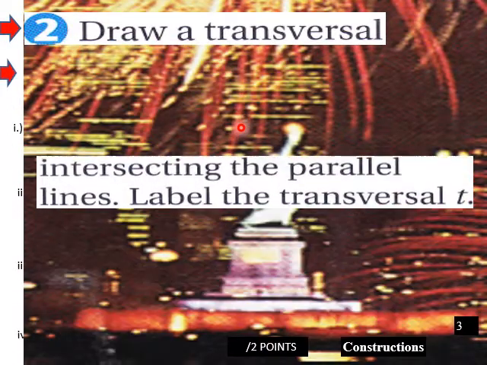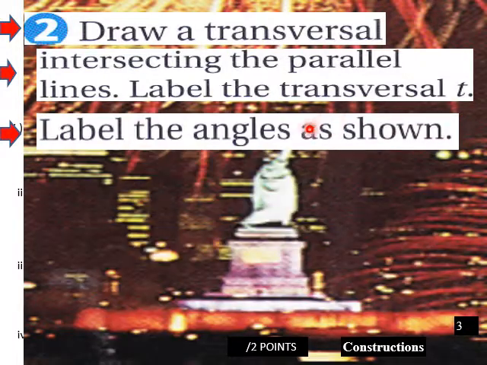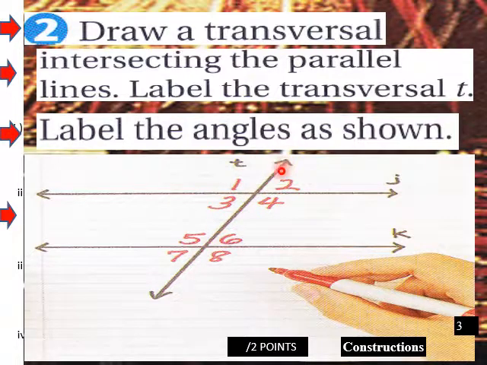And then draw a transversal. What's a transversal? A line intersecting the parallel lines. Label the transversal T, label the angles as shown. So a transversal will be a line that crosses the parallels at an angle, like this, for example. And then label your angles 1, 2, 3, 4, 5, 6, 7, and 8. You should have this on your lined piece of paper or your plain piece of paper.